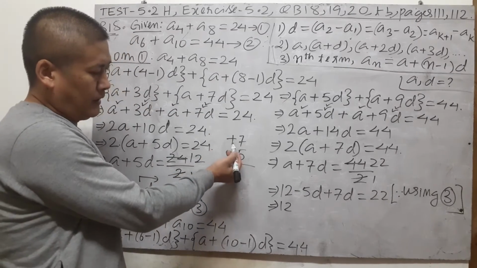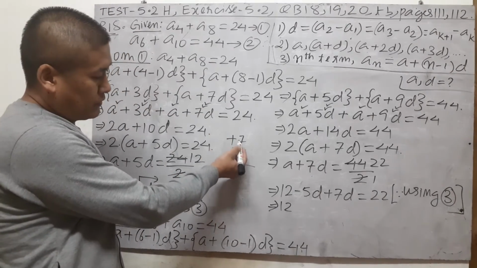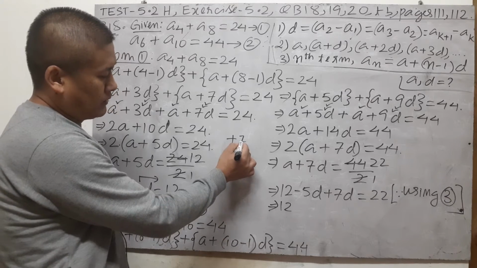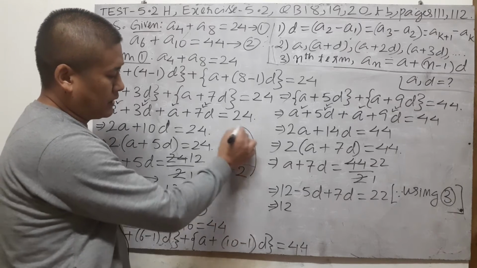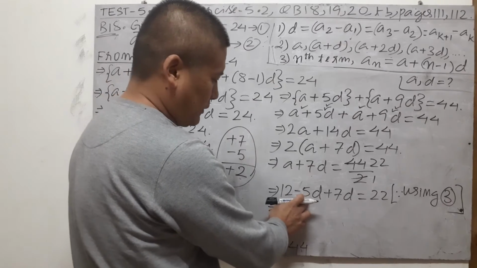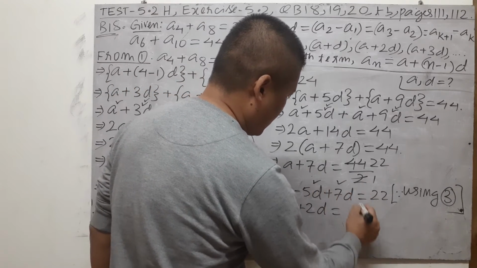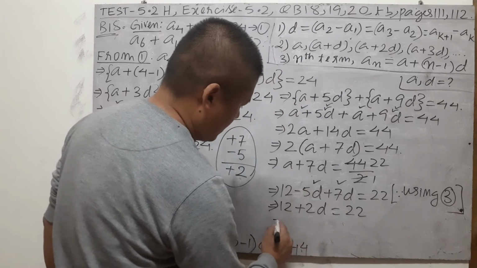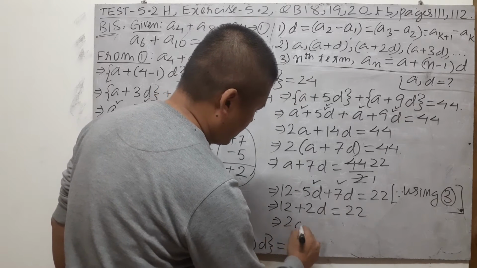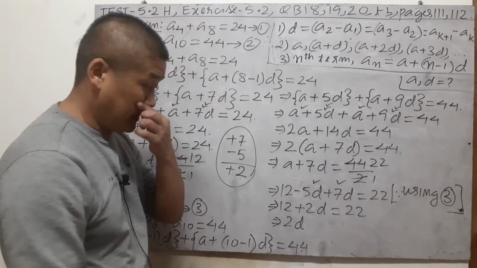Now, plus minus means subtraction, so 7 minus 5 is 2, and bigger absolute value has plus sign, so here also plus for the 2 there. In other words, minus 5d plus 7d is plus 2d. This 2d is now equal to 22. That way we are nearly reaching the step where we'll get the value of d.